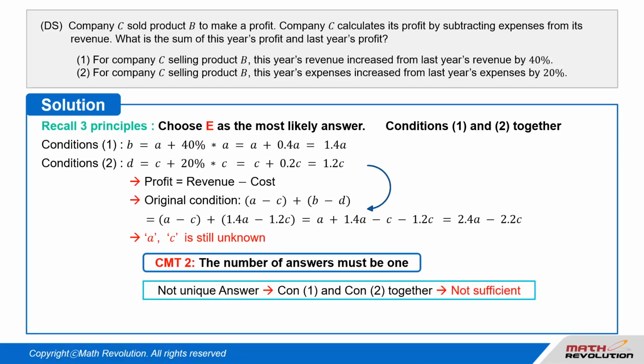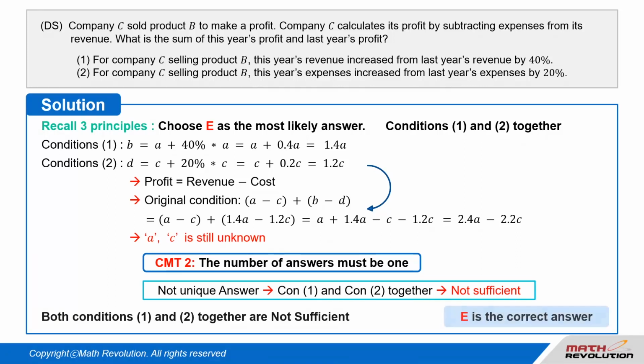Since there is no unique solution for 2.4 times A minus 2.2 times C, it's not sufficient according to CMT2, which means that the number of answers must be 1. It is 90% likely that the answer would be E if there are 4 variables based on the 2x2. Both conditions 1 and 2 together are not sufficient, so E is the correct answer. Answer: E.